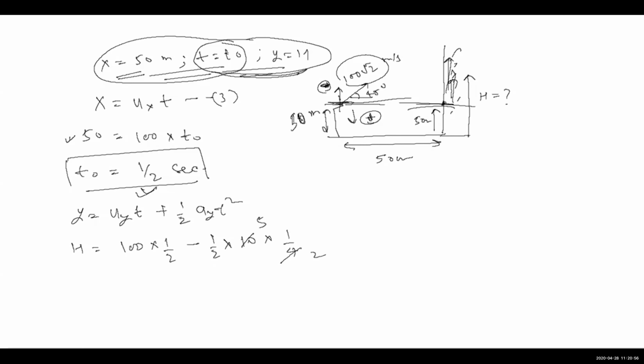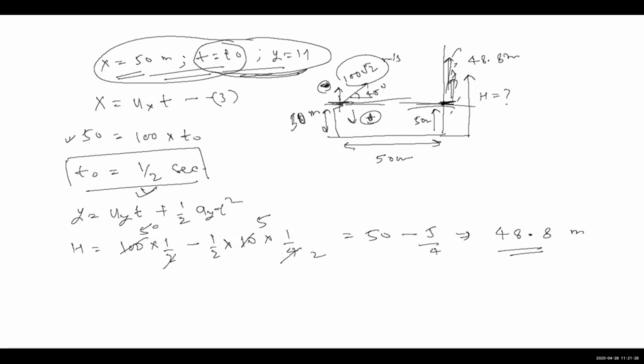So it is 50 minus 5 by 4. That becomes 49, or not 49, sorry, 48.8. So with respect to this point, the particle is hitting at 48.8 meters with respect to this point.